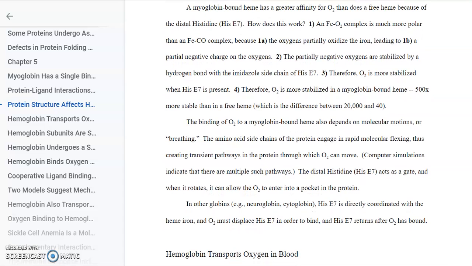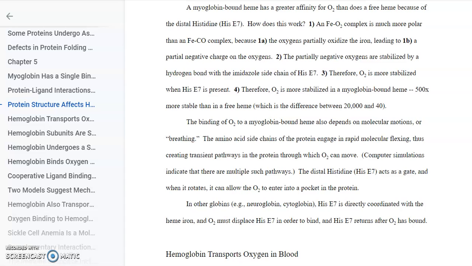A myoglobin-bound heme has a greater affinity for O2 than does a free heme because of the distal histidine, histidine E7. How does this work? An FeO2 complex is much more polar than an FeCO complex because, 1, the oxygens partially oxidize the iron, leading to a partial negative charge on the oxygens. 2, the partially negative oxygens are stabilized by a hydrogen bond with the imidazole side chain of histidine E7. Therefore, O2 is more stabilized when histidine E7 is present.